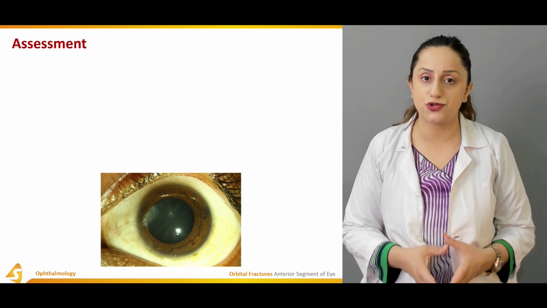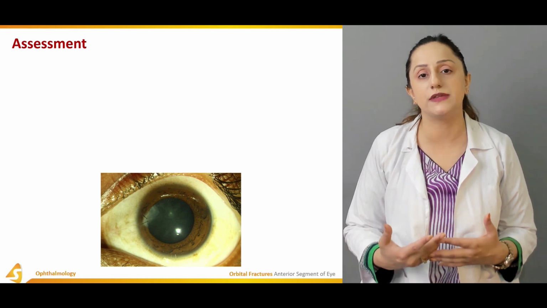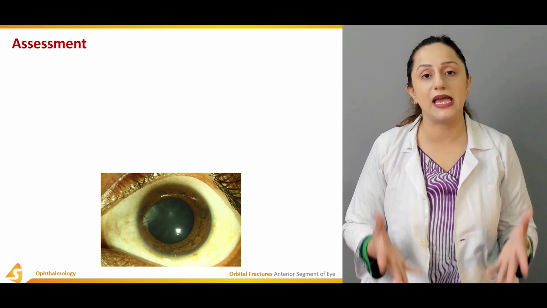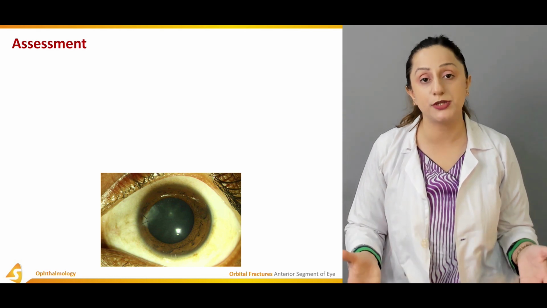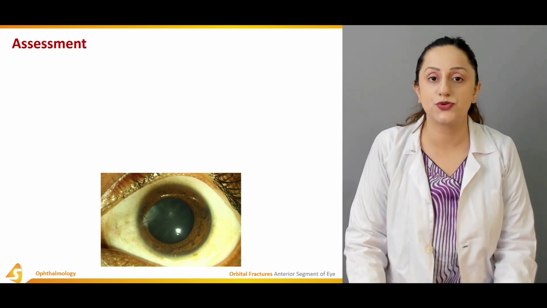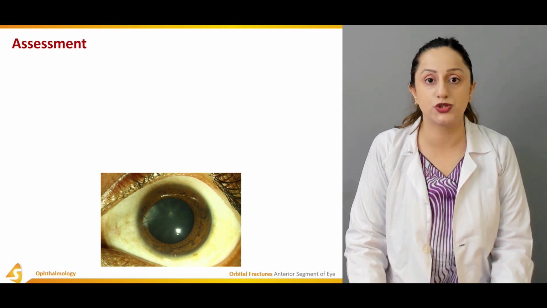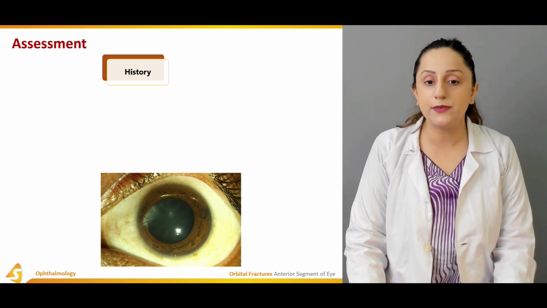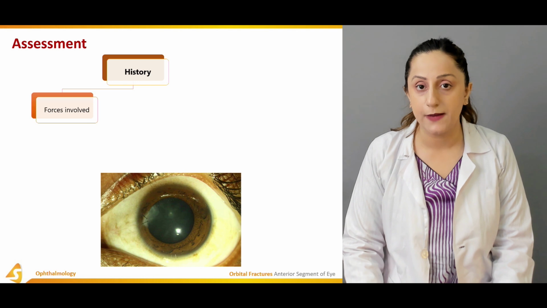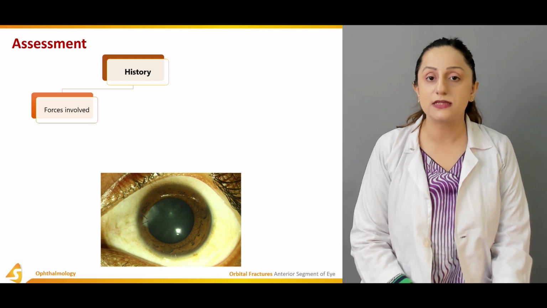We start off with the history, a complete detailed history, starting off with the patient particulars, the causative agents, then the age, the gender of the patient. The occupation of the patient is very important, because that is sometimes related to the kind of trauma that has occurred to the patient. The history is very important, and the past medical and surgical history is very important.